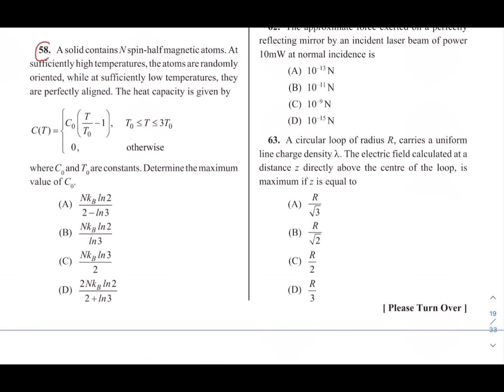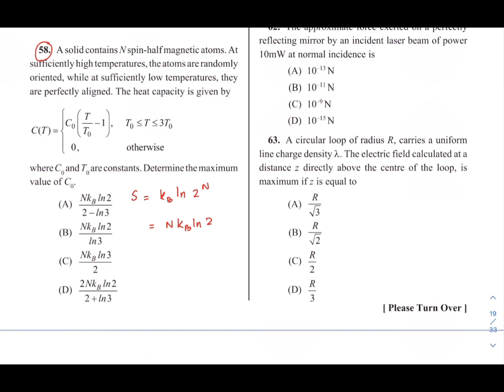Problem number 58. A solid contains n spin-half magnetic atoms. At sufficiently high temperatures, the atoms are randomly oriented, while at sufficiently low temperatures, they are perfectly aligned. The heat capacity is given by this. Determine the maximum value of C0. So the entropy S is defined as Kb log of the number of microstates. In our case, the number of microstates is 2 to the power n for n particles. So this is equal to n Kb ln 2.